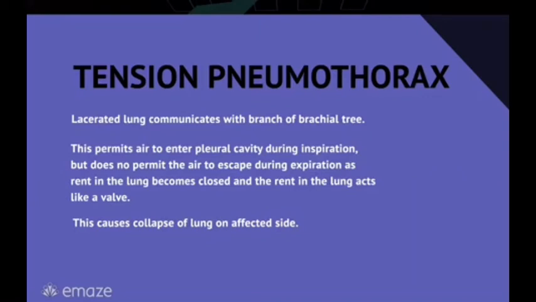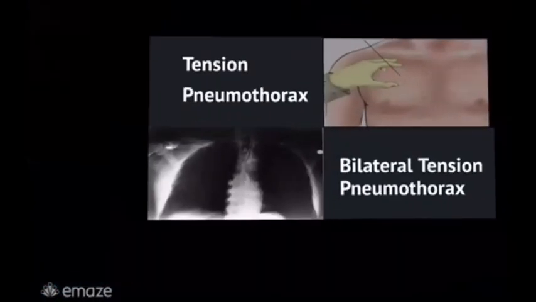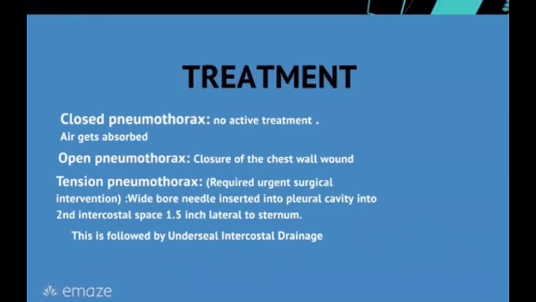And we have bilateral tension pneumothorax. Bilateral tension pneumothorax can be defined as cases where no tracheal deviation is detected in chest X-ray and symptoms may be equal bilaterally. This is the picture, and we talk about the last point, which is the treatment.